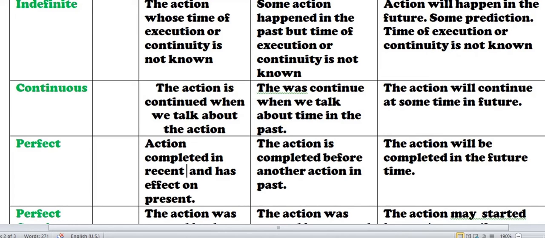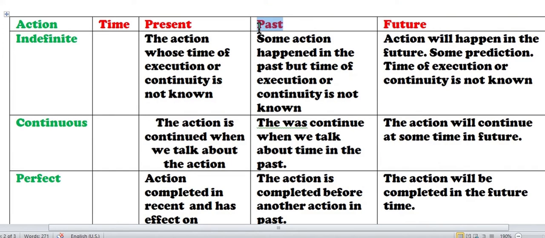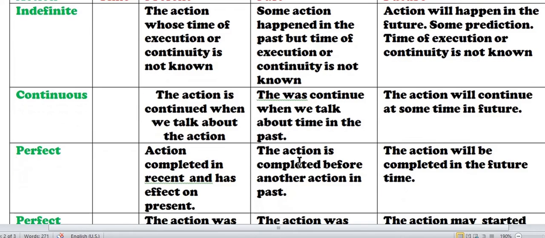Next we have our time is past and our action is perfect. This is very important. So the action is completed before another action in the past. In the past, an action started, and before the starting of that action, another action finished. I will explain it with the diagram that I showed you earlier. In the next table I will explain with the help of this diagram. Don't worry.